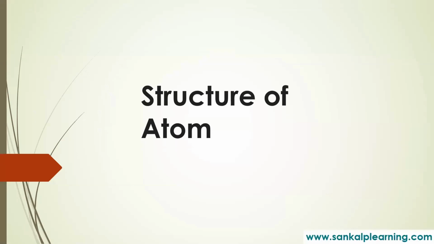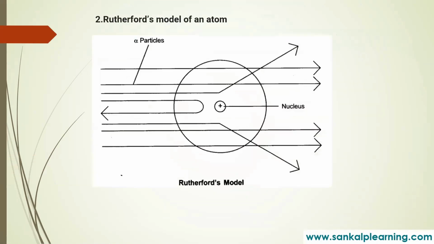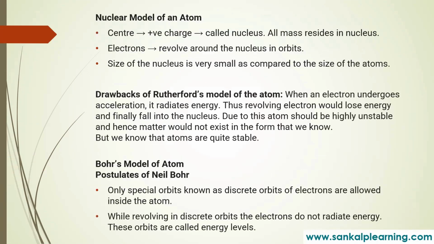We already started with the structure of atom chapter. In this chapter, we have discussed the particles: proton, electron, neutron, and different models of atom. We discussed the Rutherford model, the J.J. Thomson model, then the Goldstein experiment, then why Rutherford's theory fails, and finally we concluded with Bohr's atomic model.